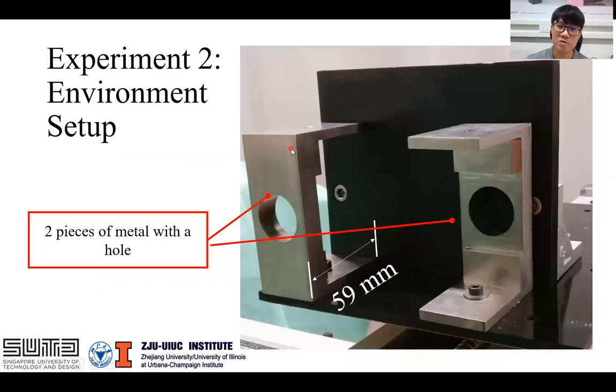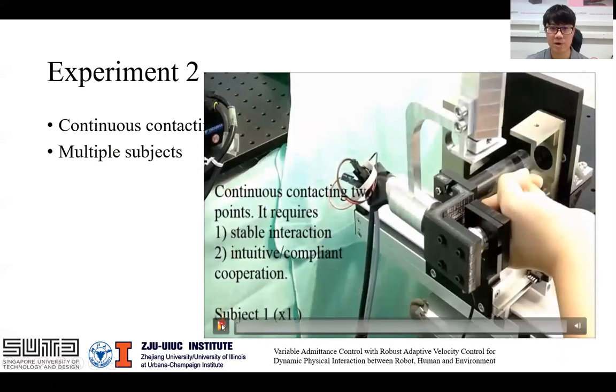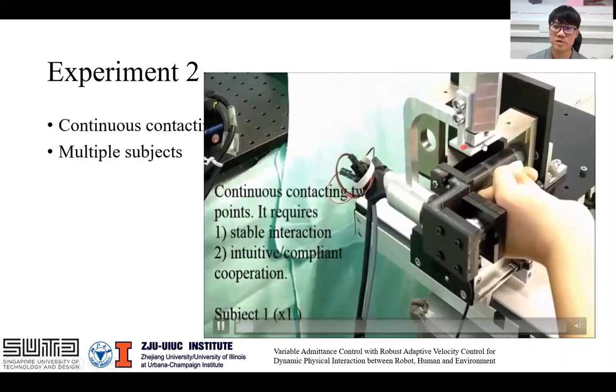And then in the second experiment, we choose two holes, two pieces of metal. The goal is to check the continuous tracking and also contacting. Since the operator needs to continuously contact two holes and also track the motion of the holes, this poses more challenges on the task. And we also asked many people to try our collaboration, such that we can see if our collaboration is generally compliant enough. So here are our results.